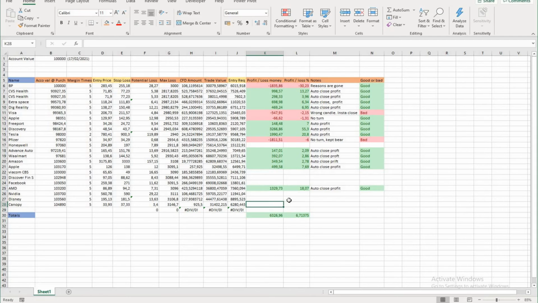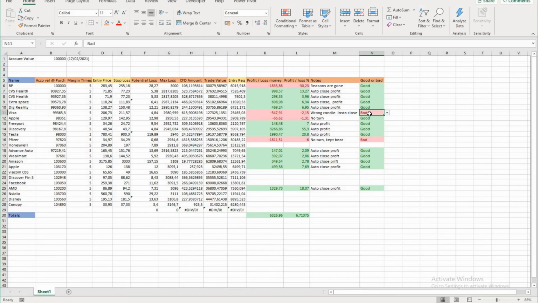And then the profit is just what the trade platform, like eToro, tells me is my profit or loss I made on the trade if it closes that day. And then a profit or loss percentage, my notes, and then, is the trade good or bad? It was a good trade if I followed my strategy well enough.